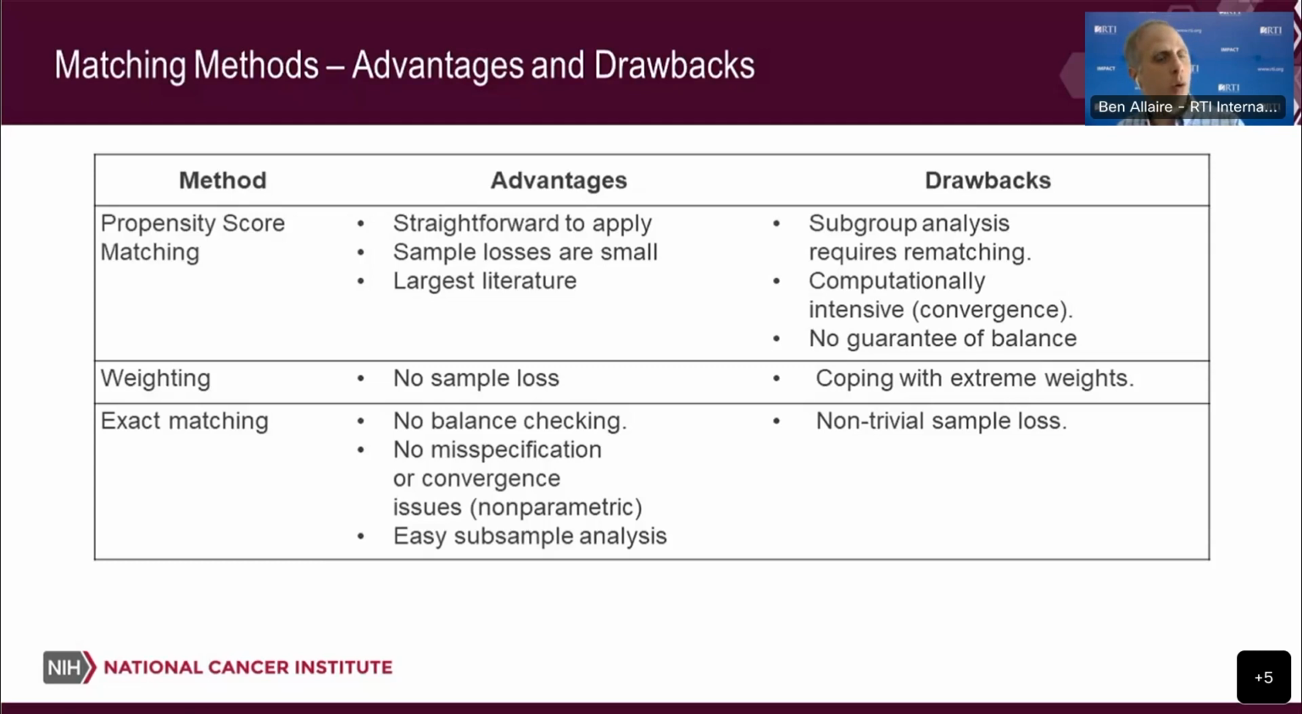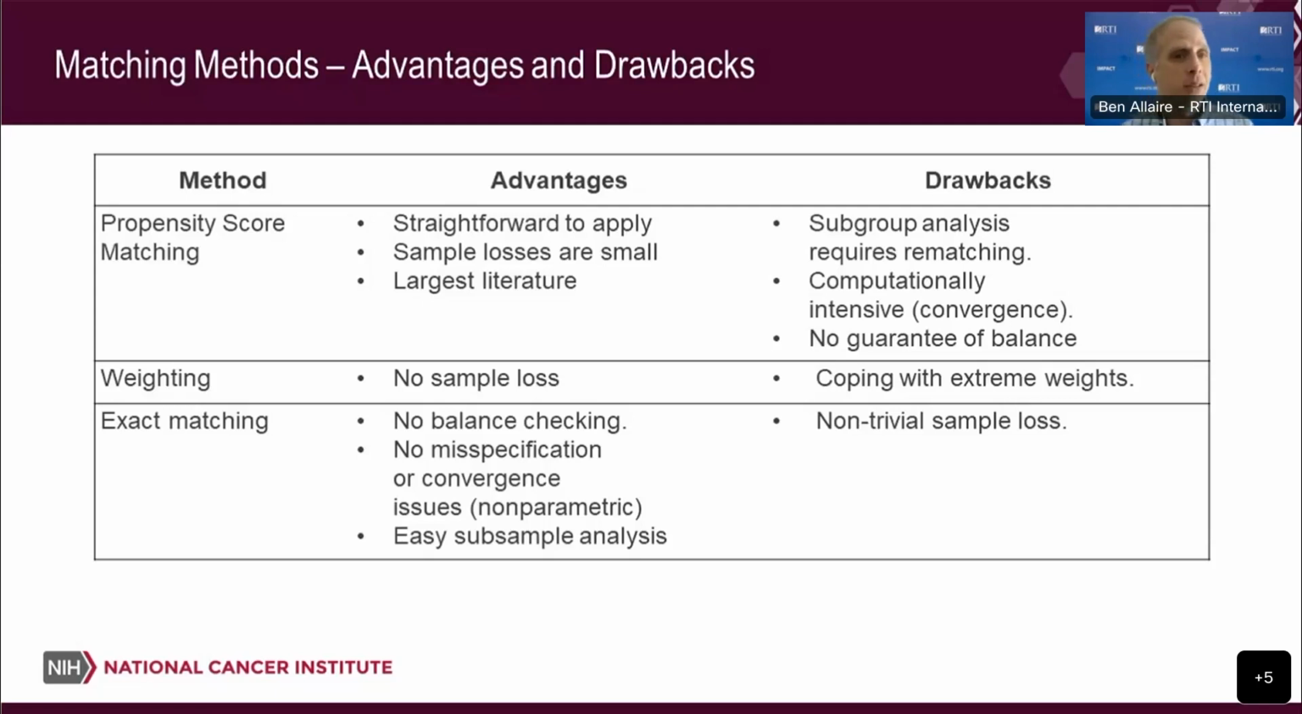Now, some loss may be okay and may not change the inference that you have, but you really do want to try and minimize it. And then finally, propensity score matching has the largest literature. So if you have specific questions about what choices to make, there are many choices that you have to make along the line, and we'll talk briefly about those and how to make them. There's really great guidance there.